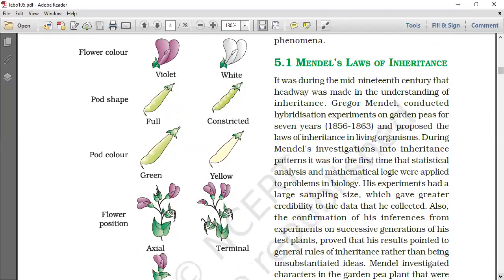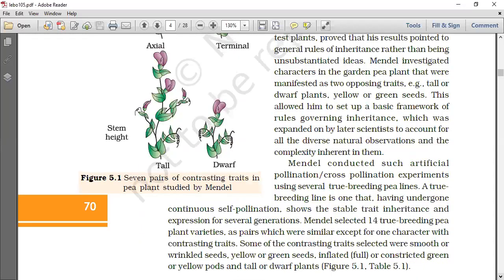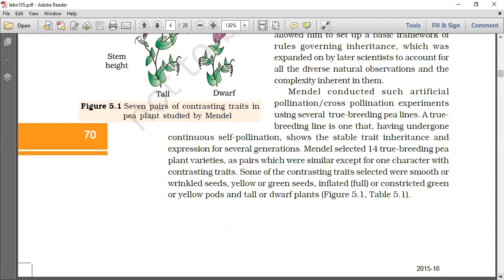Next, let's continue. Mendel conducted such artificial pollination or cross-pollination experiments using several true breeding pea lines. That means you have to understand the text sentences after listening to Mendel's experiment.